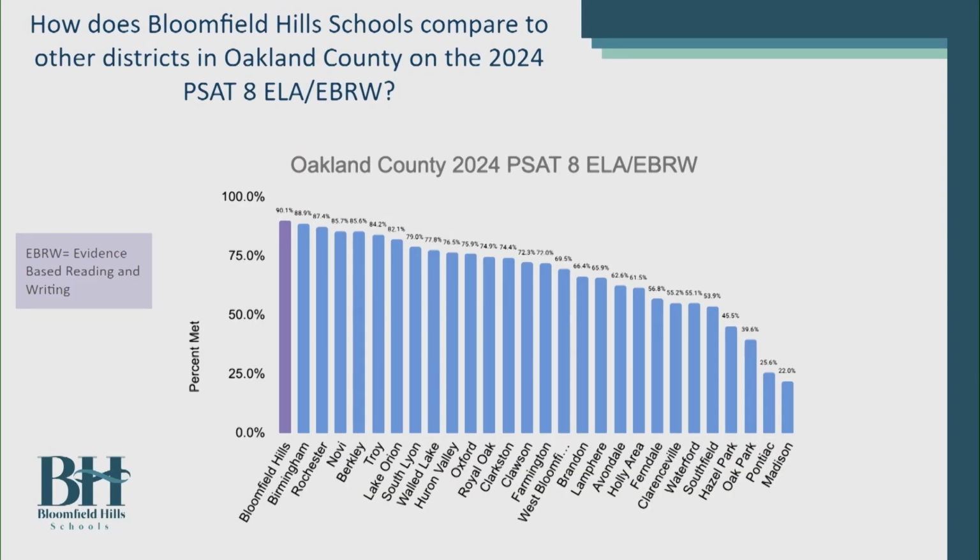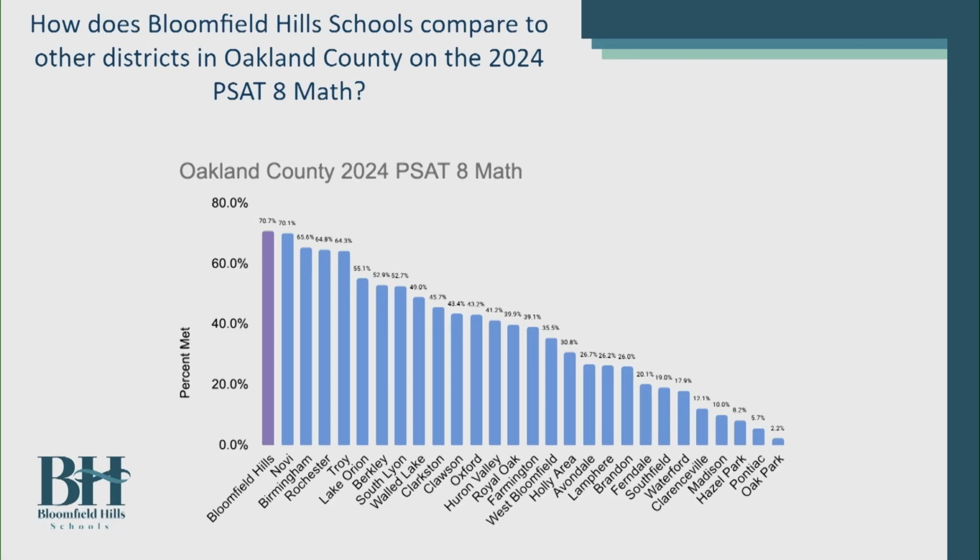The next two slides are the PSAT 8, and although we call it ELA, it's actually called EBRW, or Evidence-Based Reading and Writing, just in case we use the terms interchangeably, but that's what College Board uses. And you can see that Bloomfield Hills was the top in the county for the 8th grade for the ELA, and also top in the county for the math.